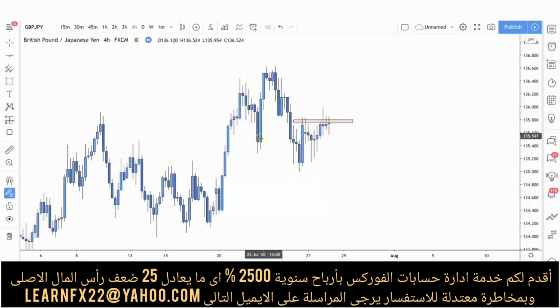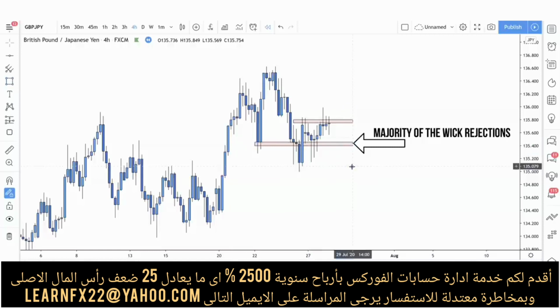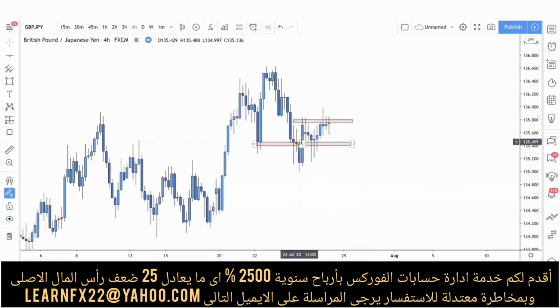Now, looking at how the structure has moved, I can see the majority of the wick rejections have been in and around this level here. Now, I'm not worried about this price action right here. The reason for that is because price has broken out and broken back in. So in theory, if this was a true representation of a sell structure, then we should have respected this level, or we should have continued pushing down.